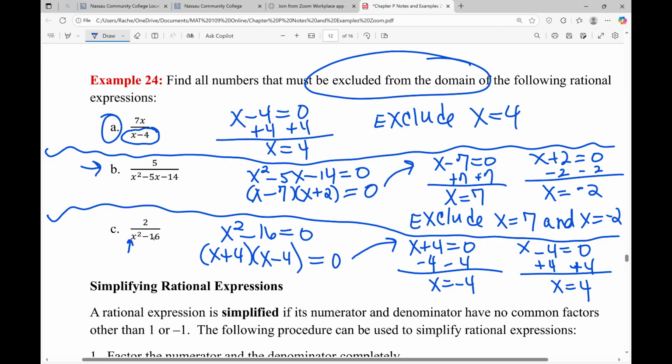So for C, we need to exclude x equals negative 4 and x equals positive 4 from the domain.